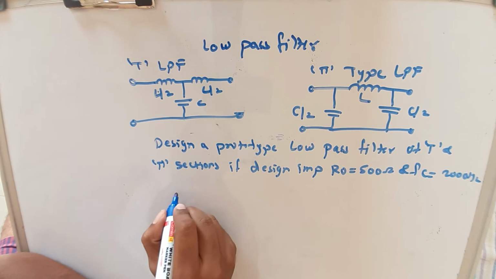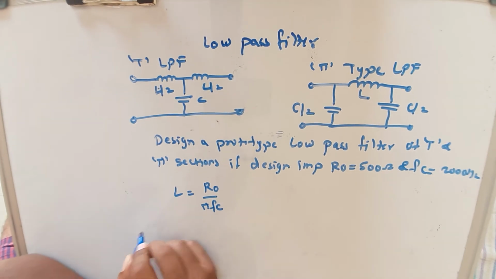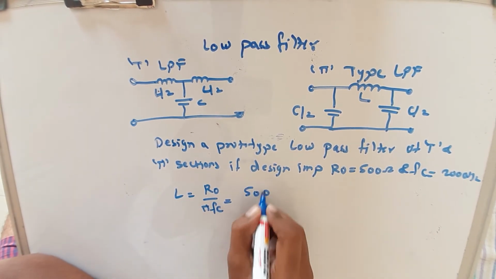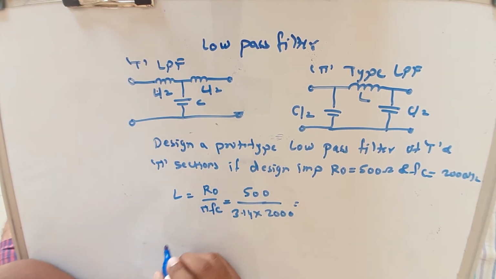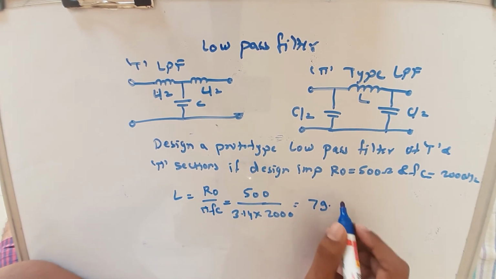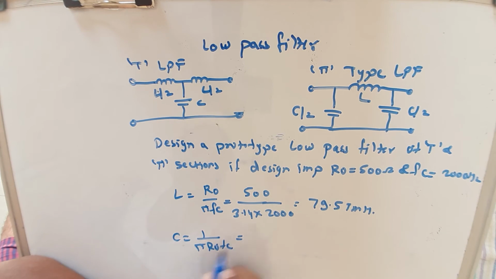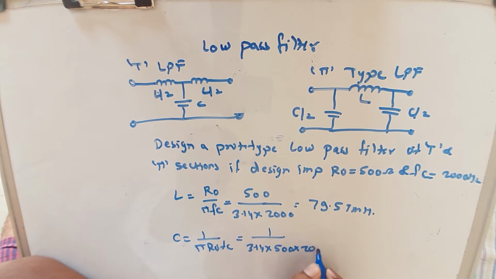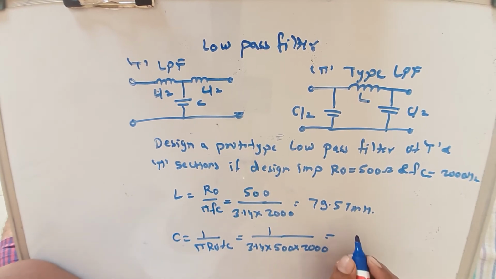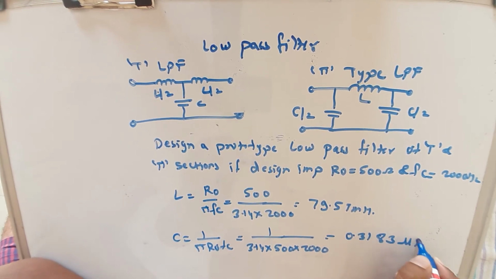First formula is L equal to R0 divided by pi FC. So we'll put R0 as 500 divided by 3.14 into cutoff frequency 2000. So the L value is 79.57 millihenry. Similarly, C equal to 1 upon pi R0 FC, 1 divided by 3.14 into 500 into 2000, that must be 0.3183 microfarads.